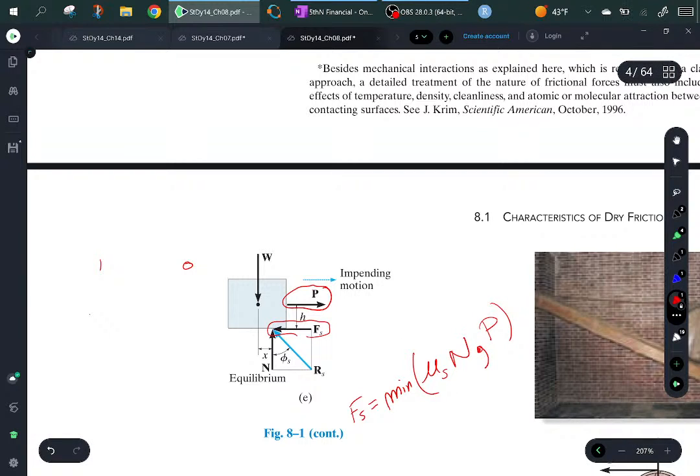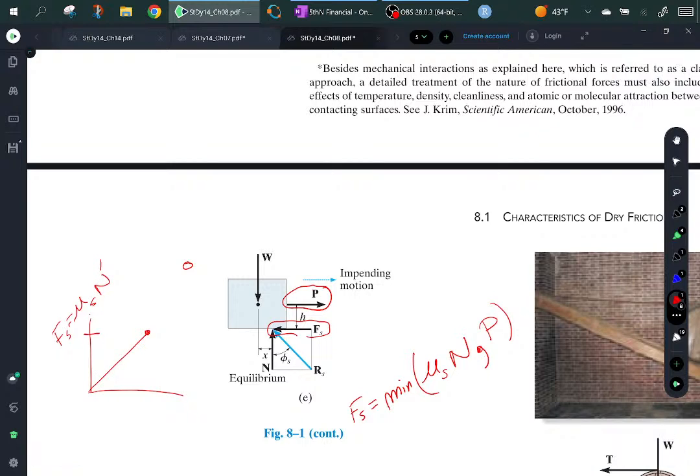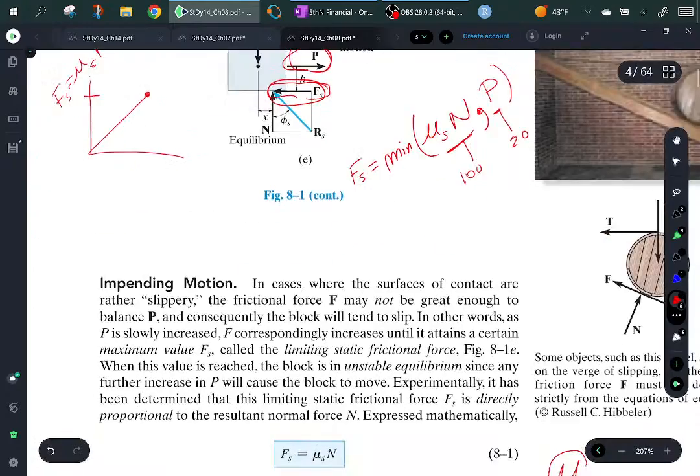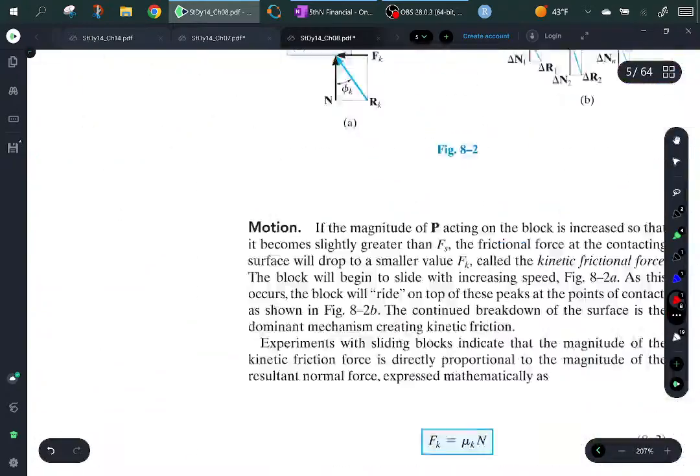So in other words, as you move up this curve, you have a point up here where Fs is equal to mu s times normal. That's the maximum it can hold. If this were 100 pounds and you put 20 pounds on it, then this and this have to equal first. So I don't know if that makes sense. So let's go through, we'll find a problem and go through that.